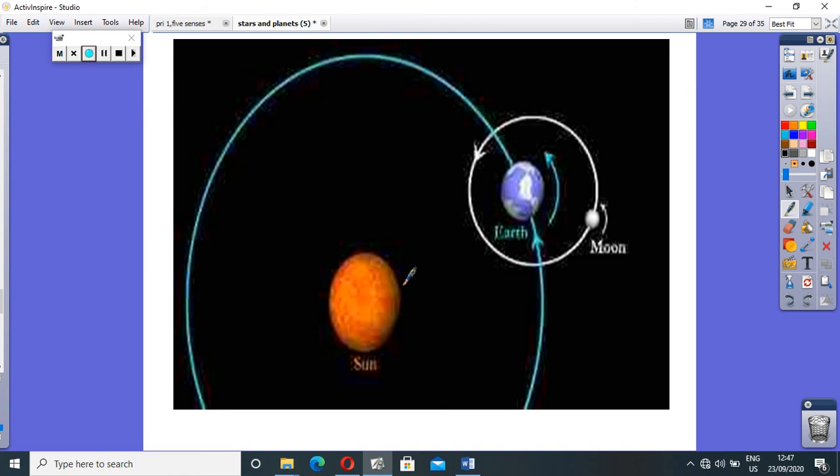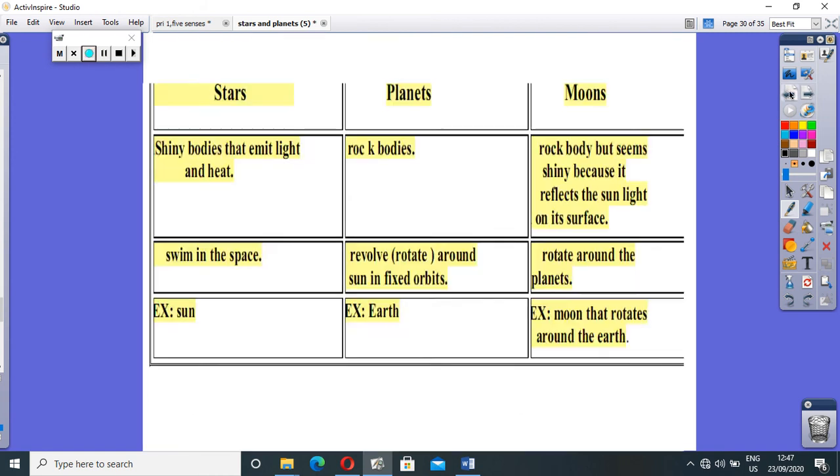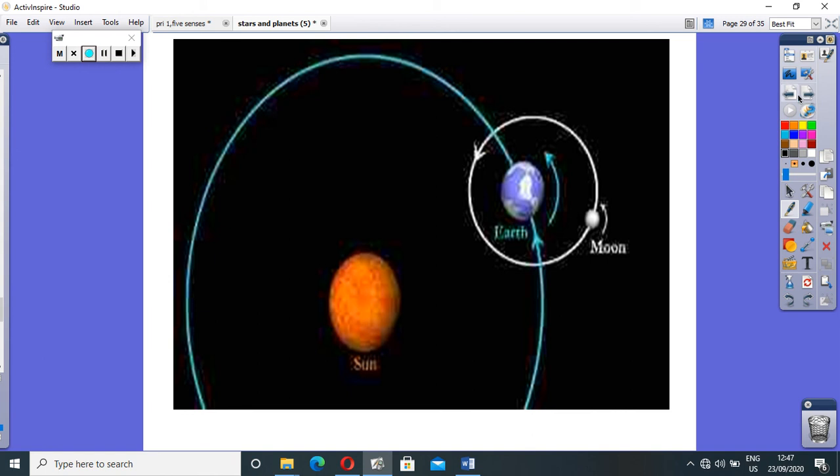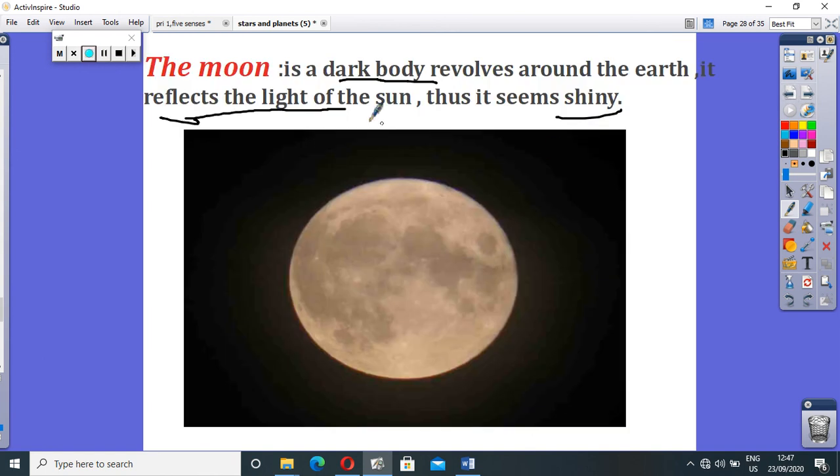Okay? It is the sun, and there are 8 planets revolving around the sun, and there are some moons revolving around some planets. Okay, thank you, Primary 4, for listening.